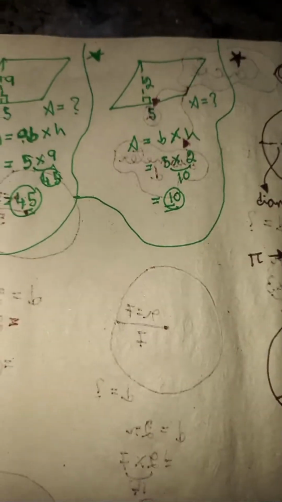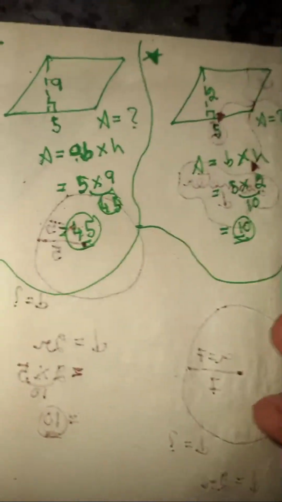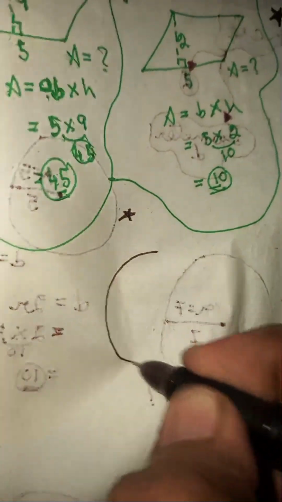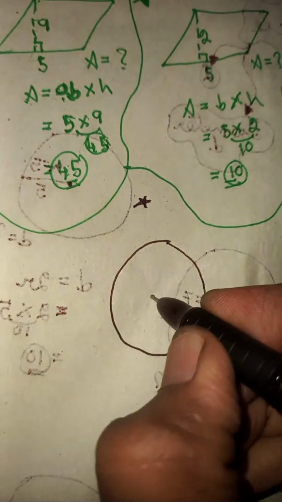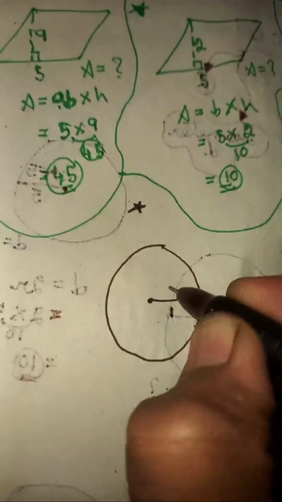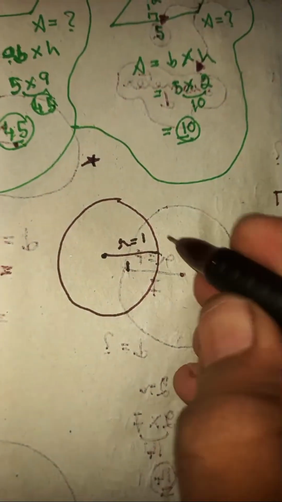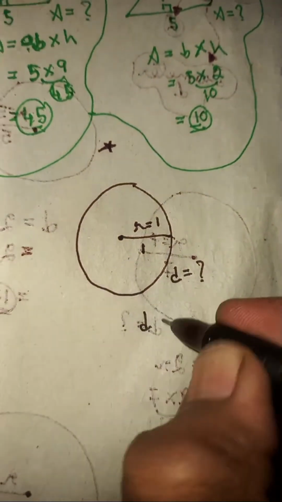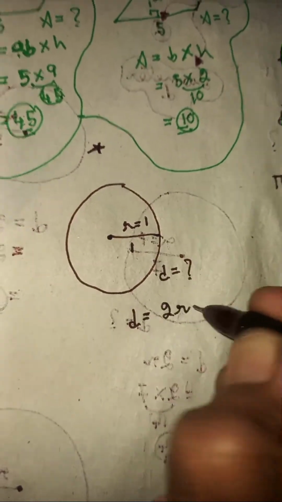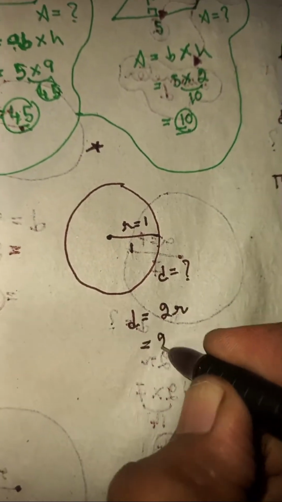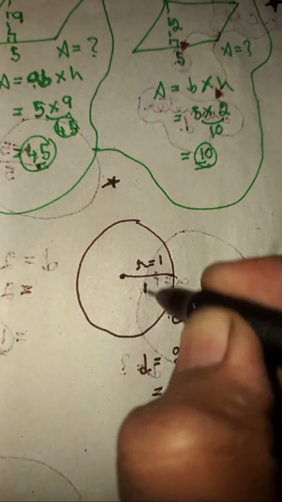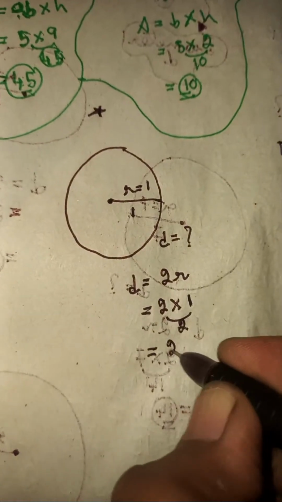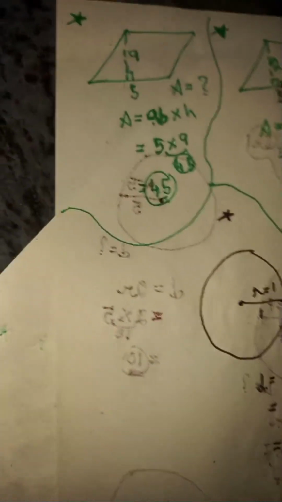I'm going to do more problems on finding the diameter from the radius. You take one circle. They have given the radius as 1 unit, and they ask what the diameter is. Diameter is obviously 2 times the radius, so it is 2 times 1 unit. 2 times 1 becomes 2 units. So the diameter is going to be 2 units.